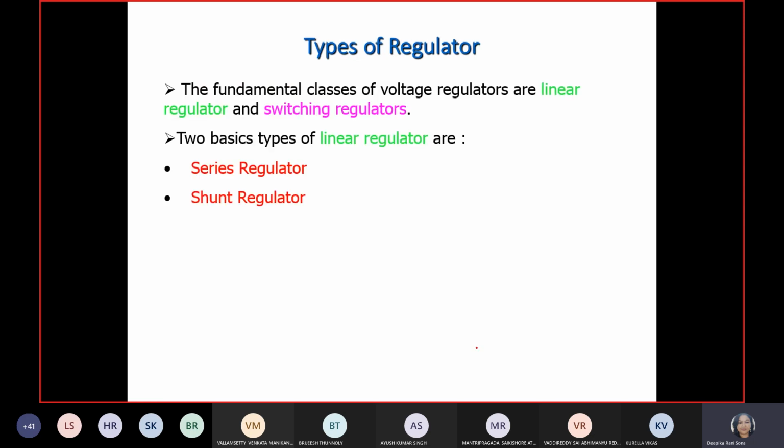Then what are the different types of regulators available? These are the two concepts we use, line and load regulation. And now the types are, first, the linear regulator, and another one, the switching regulator. Actually, the linear one is the basic thing to understand the concept of the switching regulator.